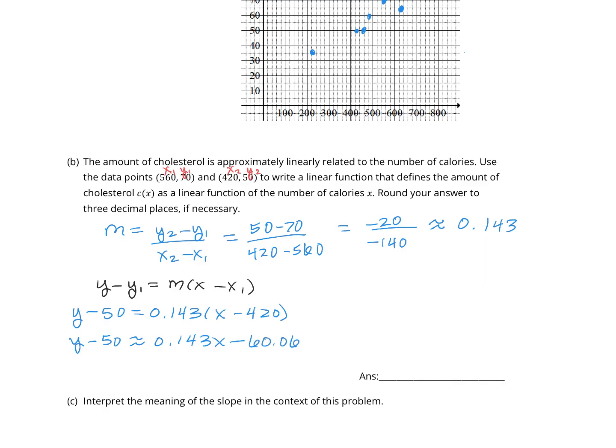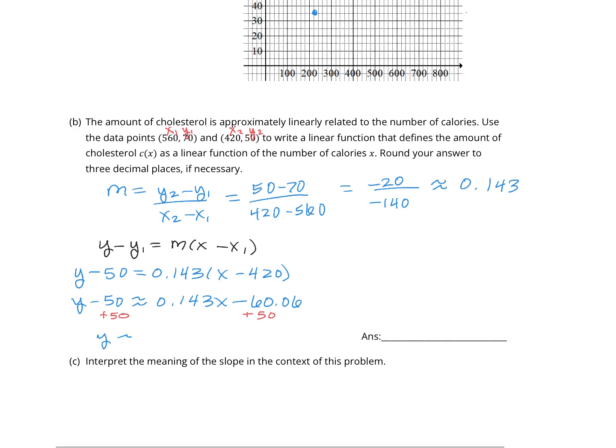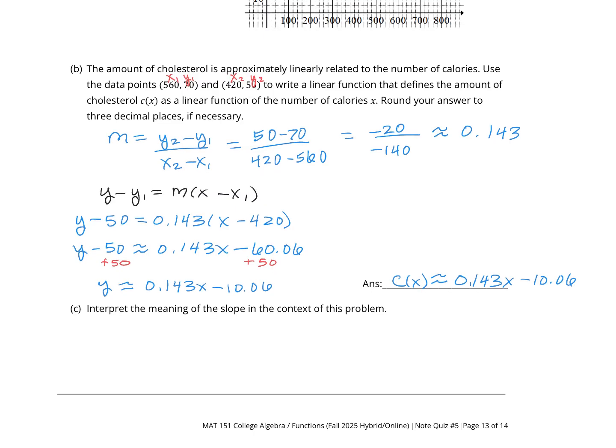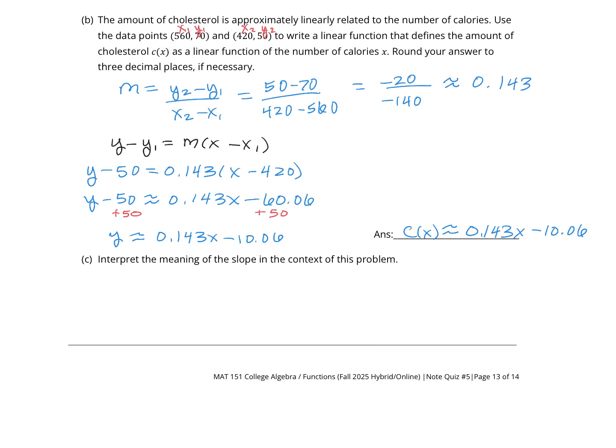And then if I add the 50 to both sides, I end up with my linear relationship, which is y is roughly 0.143x minus 10.06. So that is my formula. And again, they want us to use function notation. So c of x is 0.143x minus 10.06. And again, this should really be a squiggly approximation symbol because we are approximating these numbers by rounding decimals.